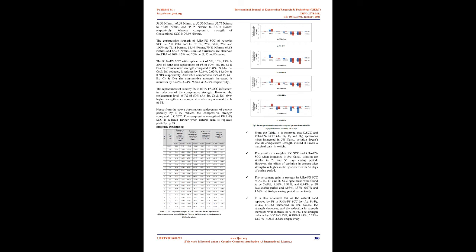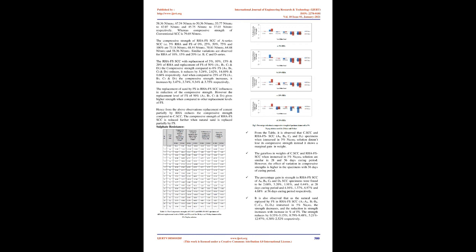The compressive strength of RHAFS-SCC of A series SCC, i.e. 5% RHA and FS of 0%, 25%, 50%, 75%, and 100% are 73.18 N/mm2, 68.44 N/mm2, 70.81 N/mm2, 64.88 N/mm2 and 58.36 N/mm2. Similar variations are observed for RHA of 10%, 15%, and 20%, i.e. B, C and D series.